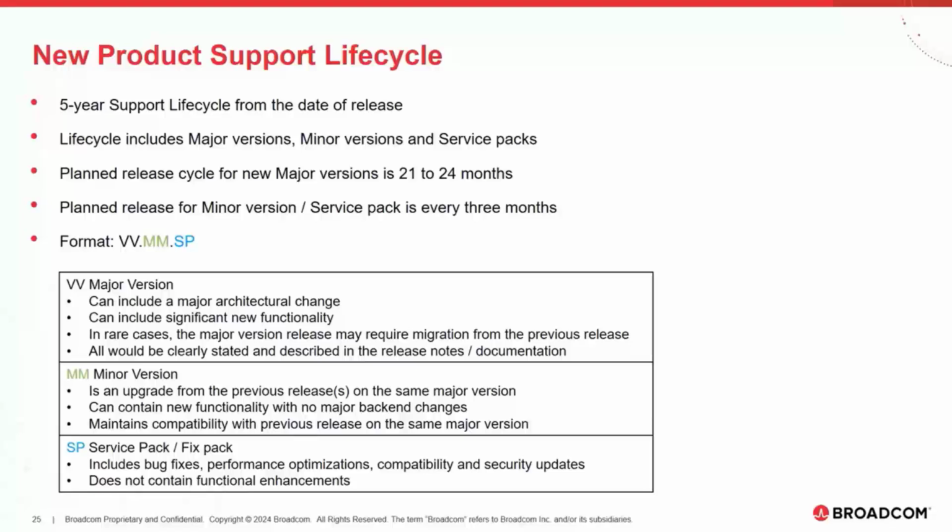We will be reintroducing minor versions and a new and consistent versioning scheme. The major version can include a major architectural change or significant new functionality. Automic Automation version 24 is a perfect example. A minor version can contain new functionality but will not have any major backend changes. And a service spec typically includes bug fixes and security updates only, but does not contain functional enhancements.